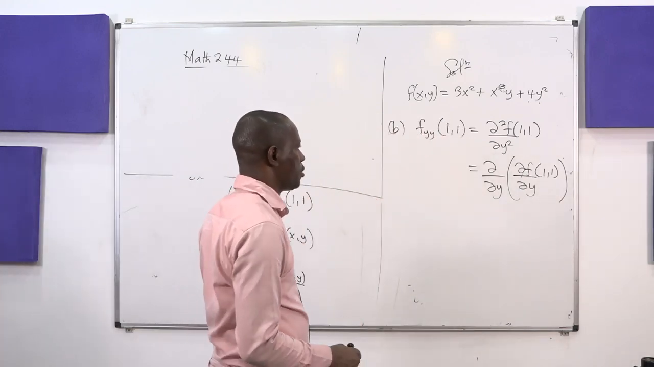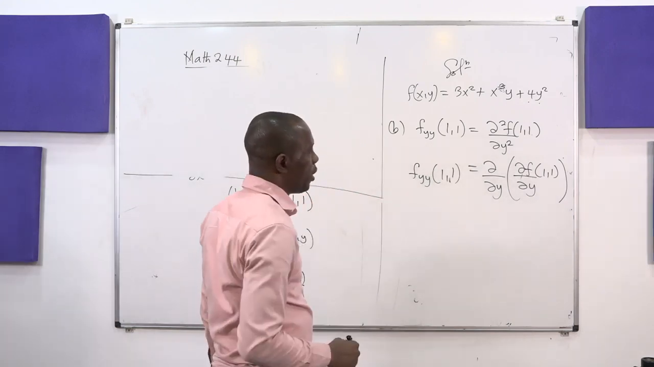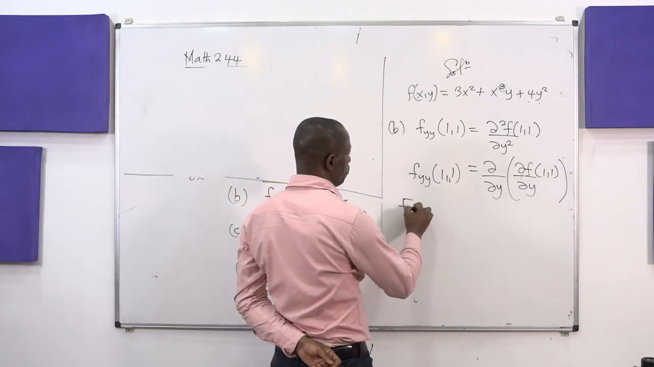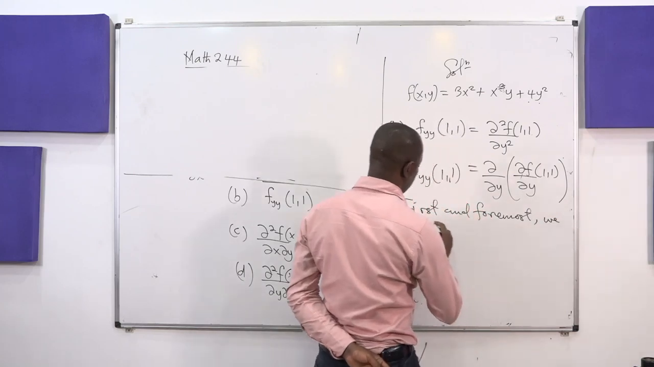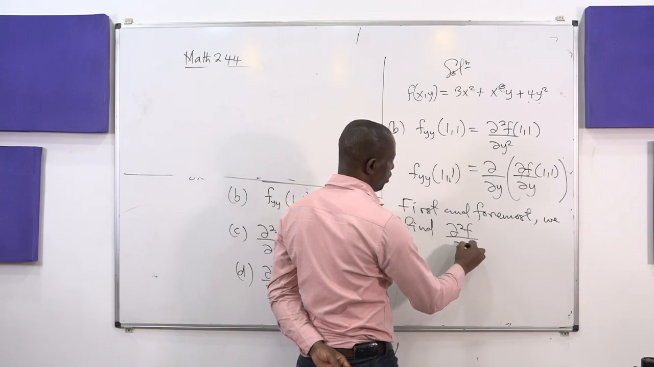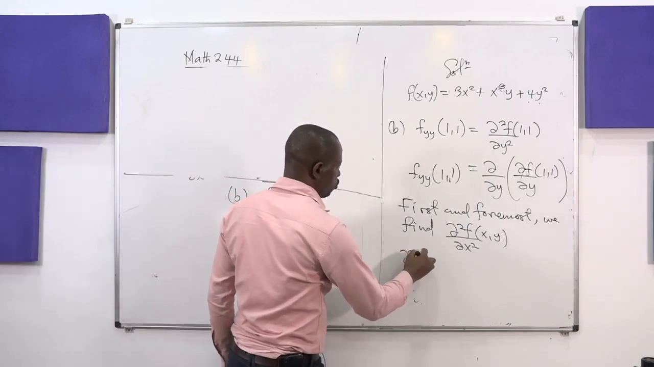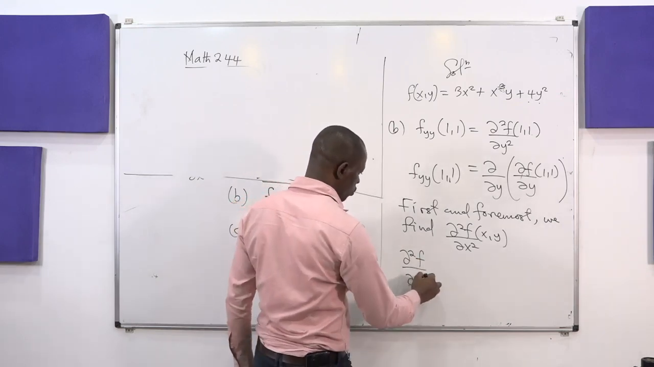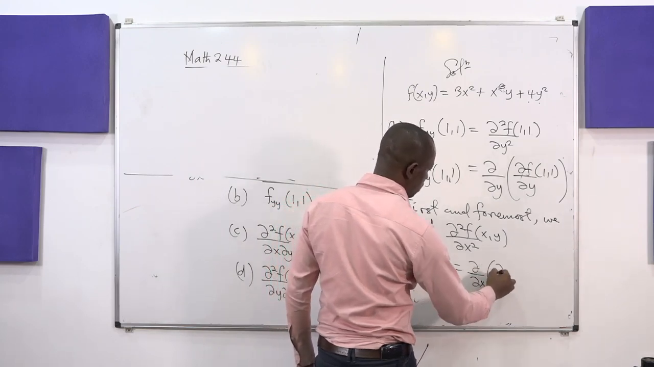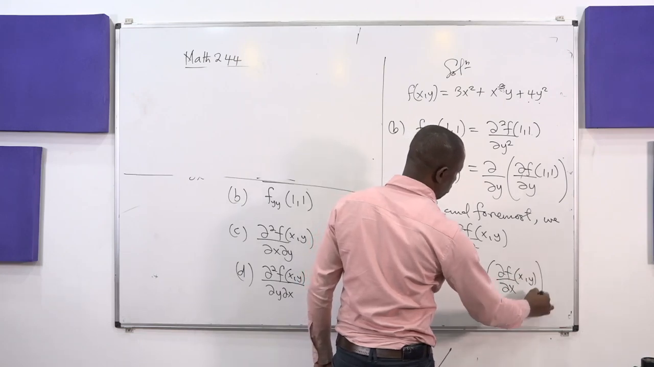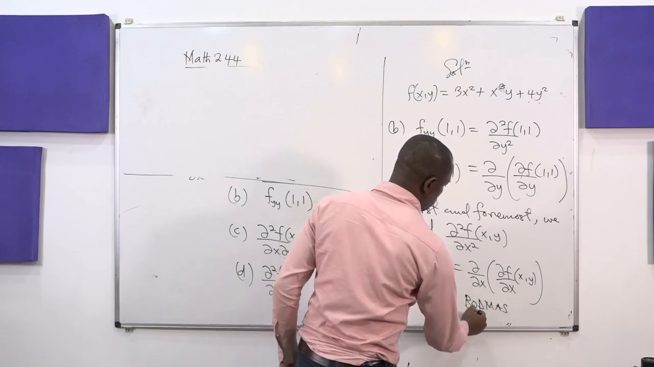So first and foremost, what must we do? First and foremost, we have to find partial squared f with respect to y squared, before you put in the points. You get it? Yeah. So the partial squared f with respect to y squared is del f y, del f y. So bracket first.